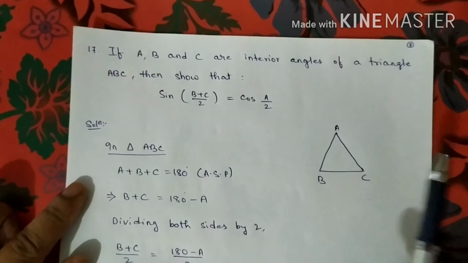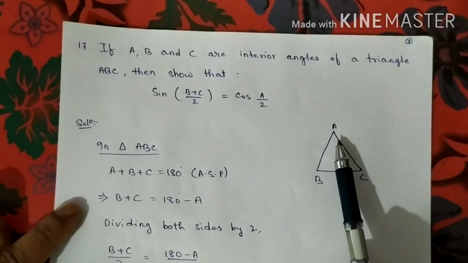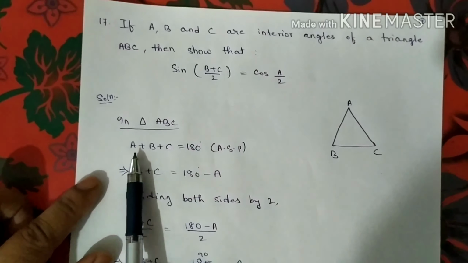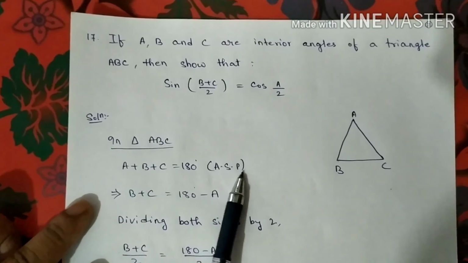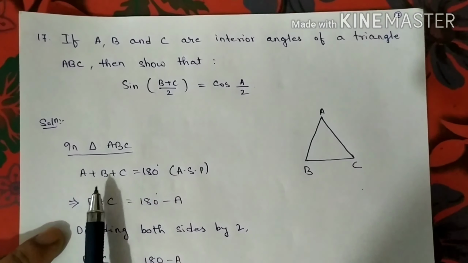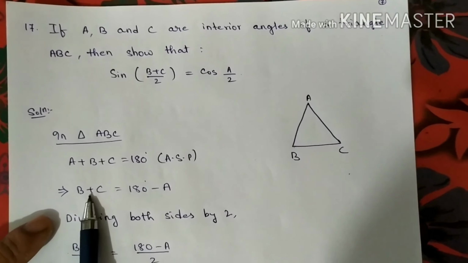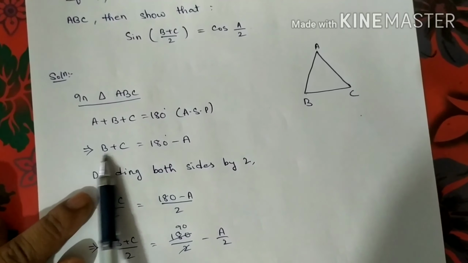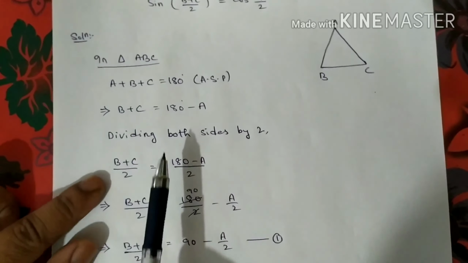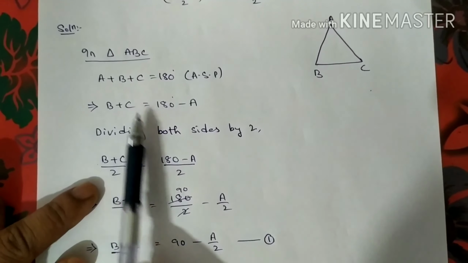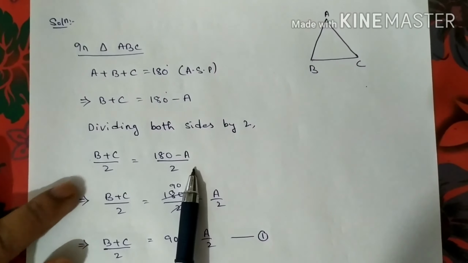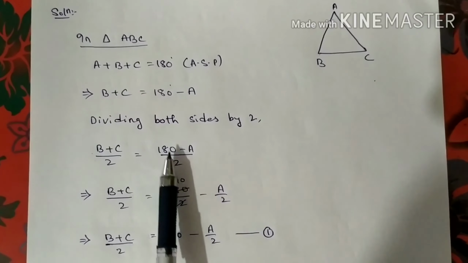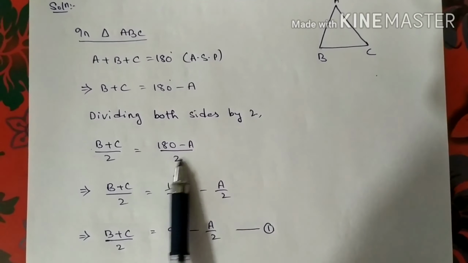So if we assume a triangle here, we know that sum of 3 interior angles of a triangle is 180 degree. So in this triangle ABC, A plus B plus C will be equal to 180 degree, angle sum property. Sum of 3 angles of a triangle is 180 degree. Now if I keep B and C here and transpose A to right hand side, so it will become 180 minus A. Now we will divide by 2 both the sides. So on dividing by 2 both the sides, we get B plus C by 2 is equal to 180 minus A by 2.